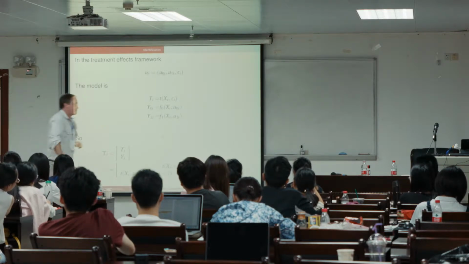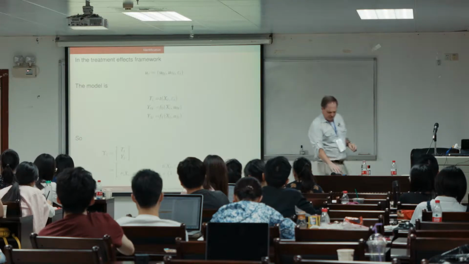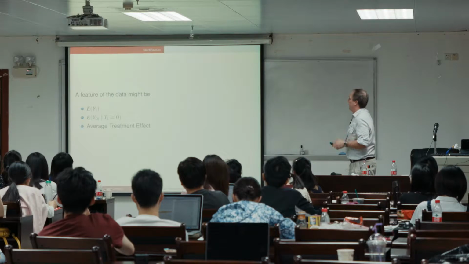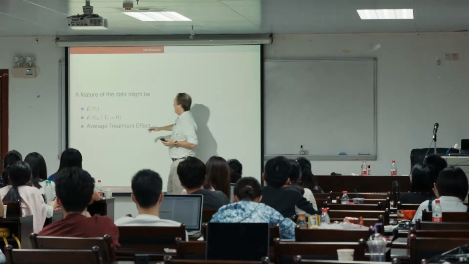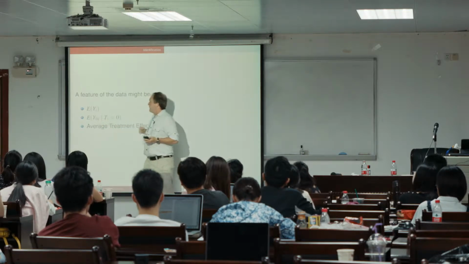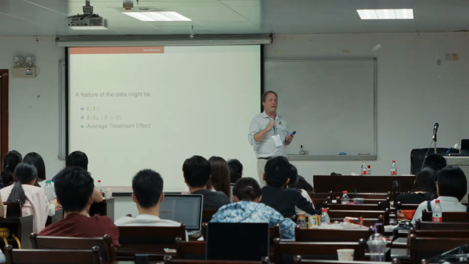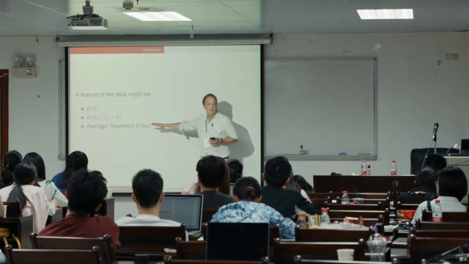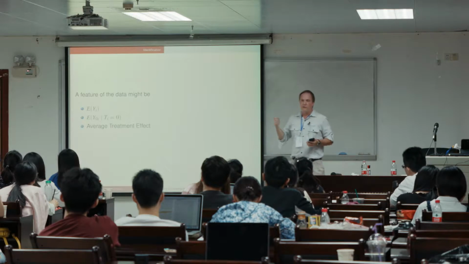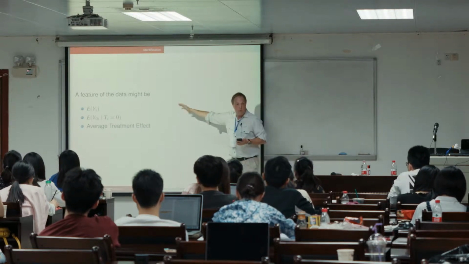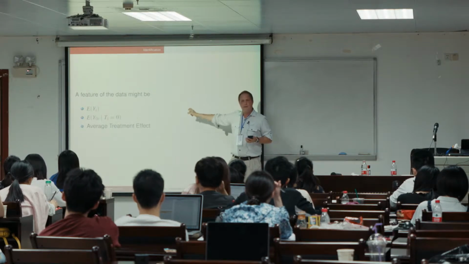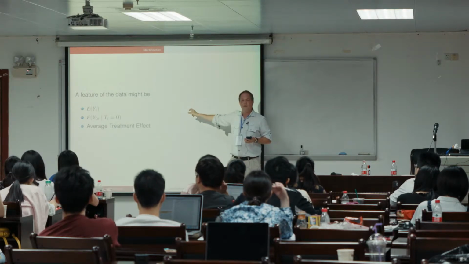Make sense? So what is identification? A feature of the data might be the expected value of yi. A feature of the data might be the expected value of y0 conditional on ti equal to 0. Another feature of the data might be the average treatment effect. So these are three features of the data. Notice that if I knew the full data generating process, I would know how to calculate what all of these things are. One of these is a little different than the others. Which one is a little different than the others?